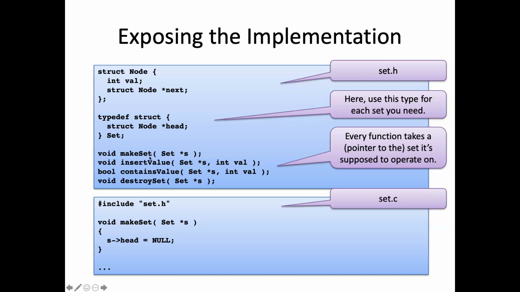So now make set, since you could have as many sets as you want, you have to give me a pointer to a set, the set you want me to initialize. In fact, for all of the other functions, when you want to put a value in a set, you have to tell me what set it goes in. When you want to ask if a set contains a value, you have to tell me the set. When you want to destroy a set, you have to tell me the set to destroy. So notice here, we're always passing the set by address. The caller has to make an object, they have to make a struct of this type, and they just show it to make set or insert value or contains value whenever they want to use it.